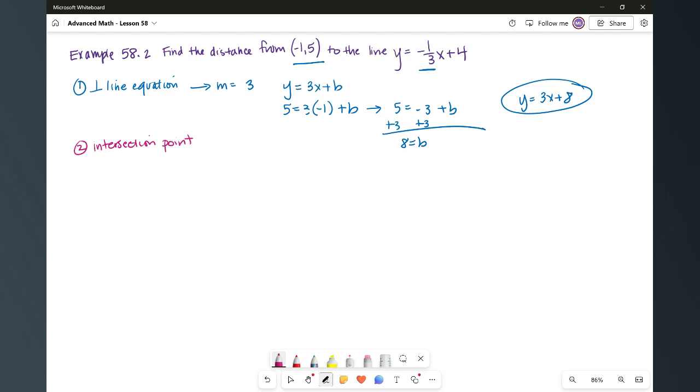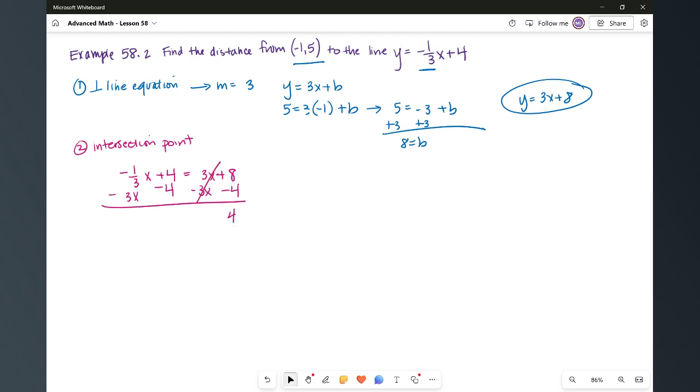All right, to do that, I'm going to set both of my equations equal to each other. Okay, I'm going to do negative 1/3 x plus 4 equals 3x plus 8. Sorry, that didn't write very well. All right, I'm moving my 4 over to the right. I'm moving my 3x to the left. No, those don't cancel. All right, this becomes a 4. This cancels. This cancels.